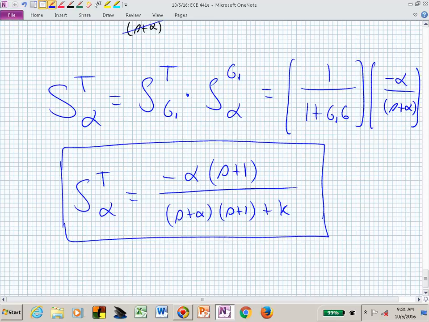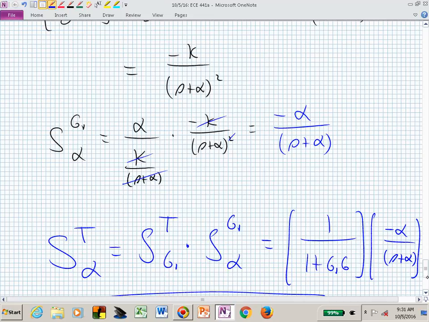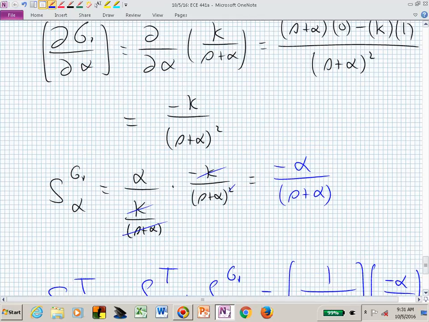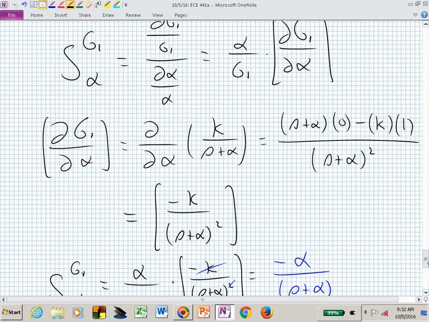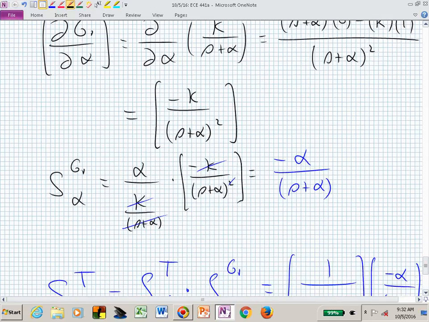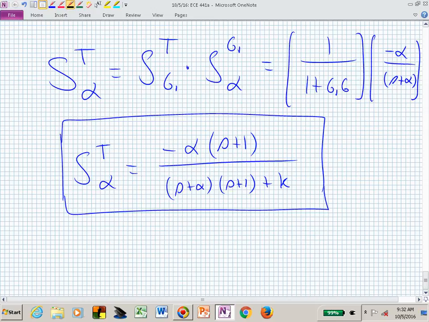Where's minus k? So here's minus k, and I use that right here. Is that okay? And then I multiplied by alpha over G1, and that allowed me to cancel some of the k's. But this was our sensitivity of the closed loop transfer function with respect to alpha, and now we see that this is indeed a function of frequency.